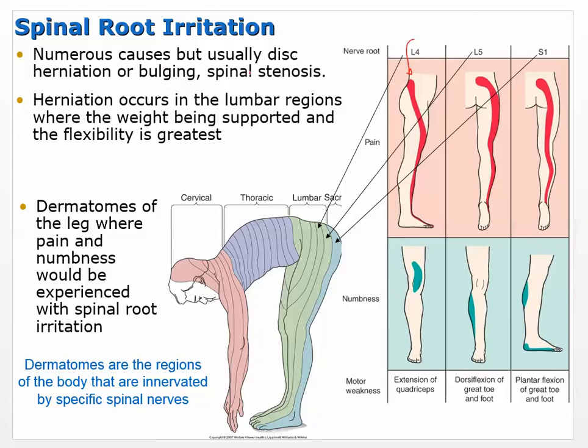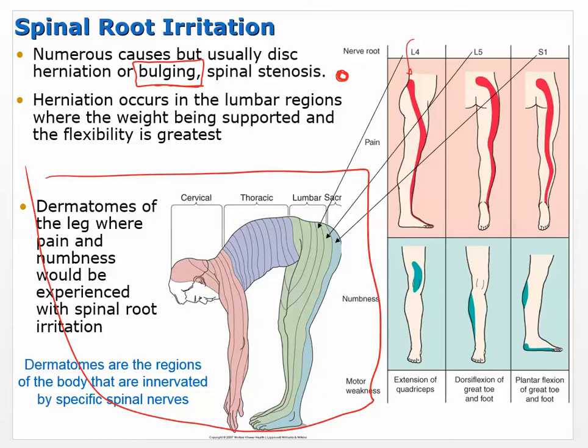So numerous causes, but usually disc herniation or bulging. Sometimes the pulp doesn't herniate out completely, but it pushes on the outer fibrous part of the disc, and that can again push against that spinal nerve root. Spinal stenosis, which is a narrowing, where that nerve is supposed to come out, that can narrow, and that's caused by degeneration, and that's going to push on it. So herniation occurs in the lumbar regions where the weight is being supported and the flexibility is the greatest. So this is the dermatome and how we can trace back that damage.